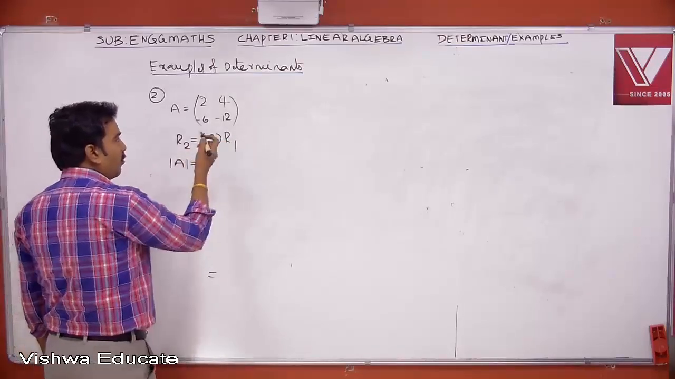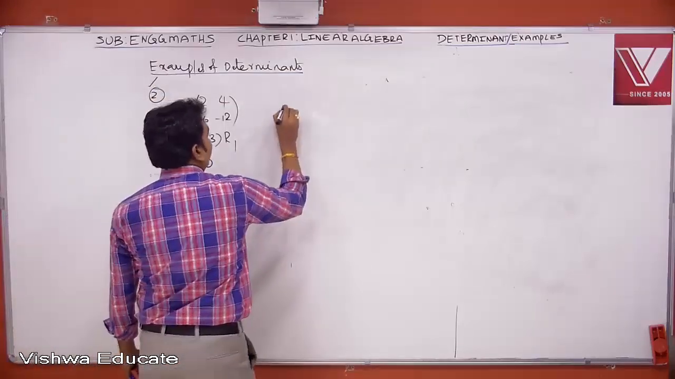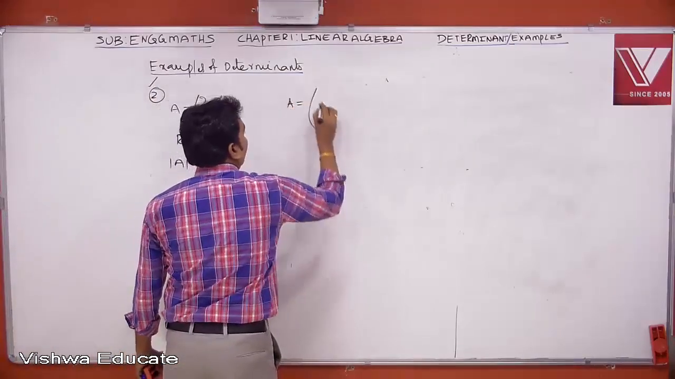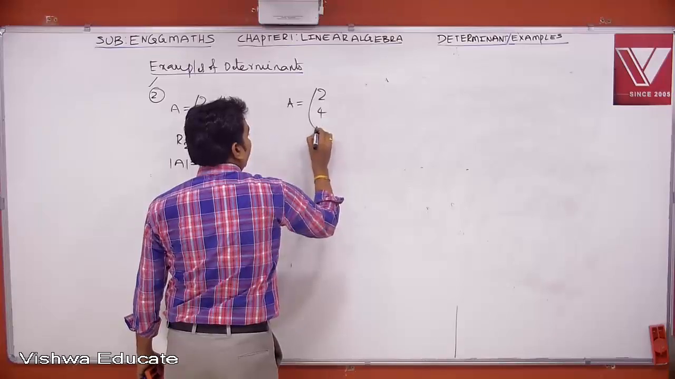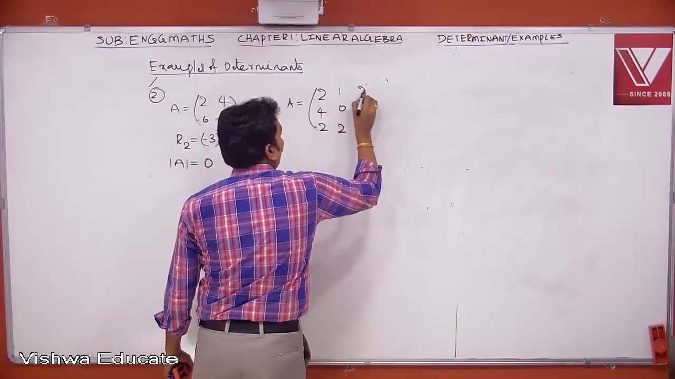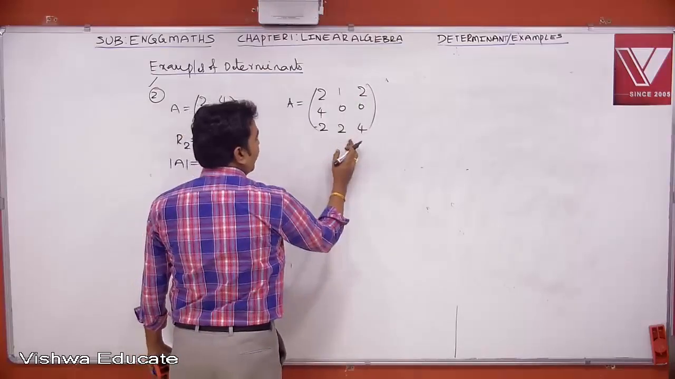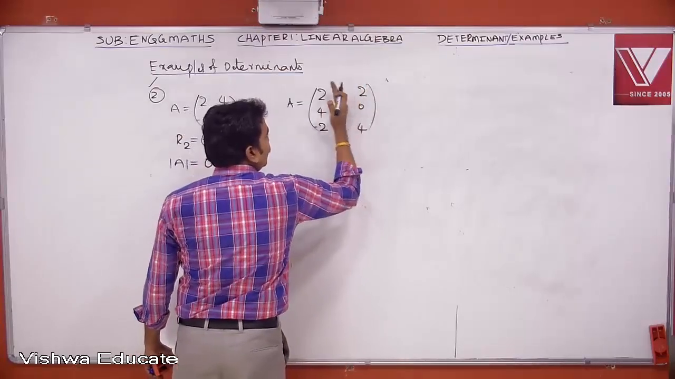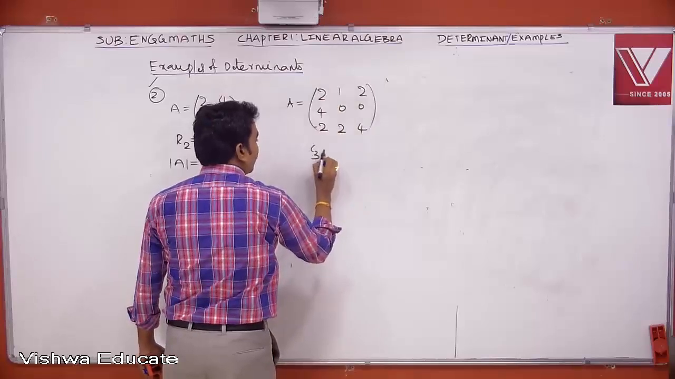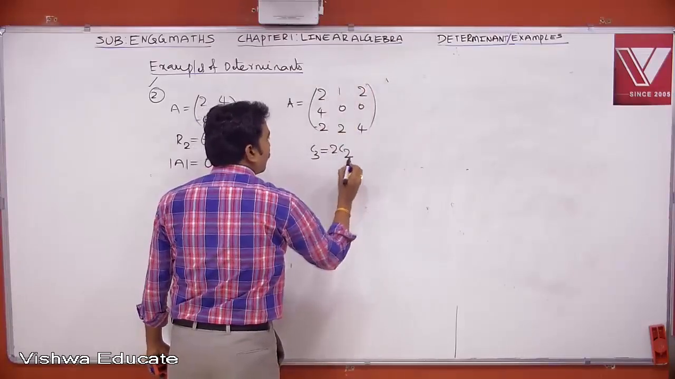Now let us discuss one more example in the second category. Suppose the matrix is this: 2, 4, minus 2, 1, 0, 2, 2, 0, 4. Now when you observe this matrix, this third column is 2 times of this. So column 3, C3, is 2 times of column 2.